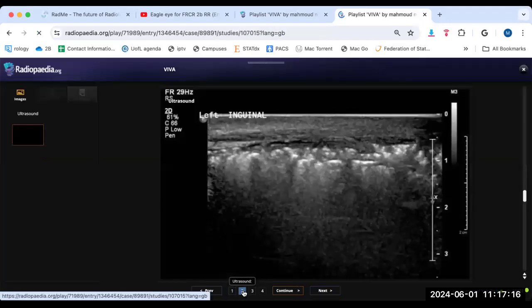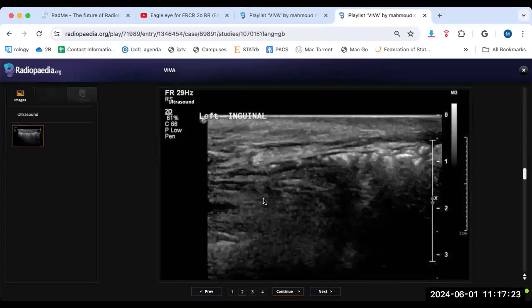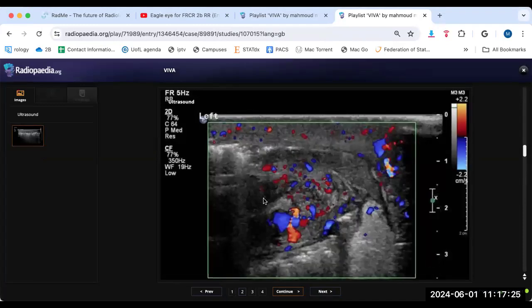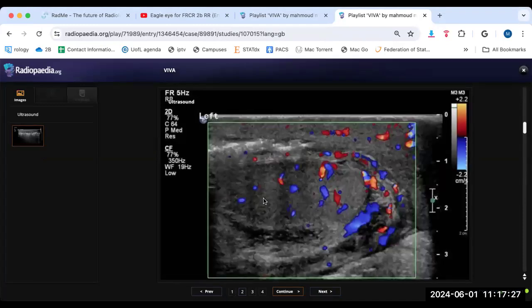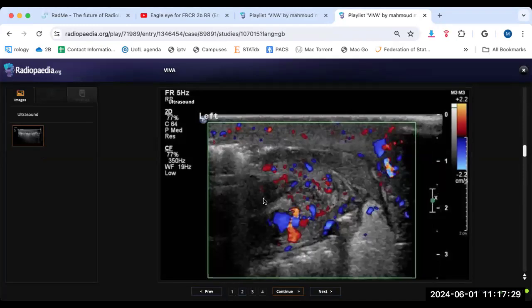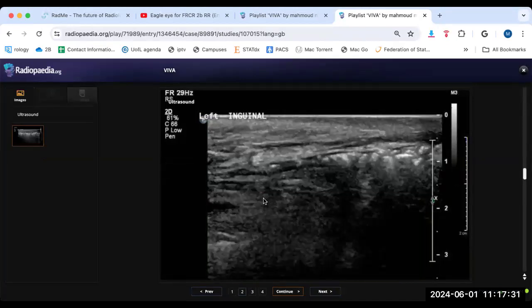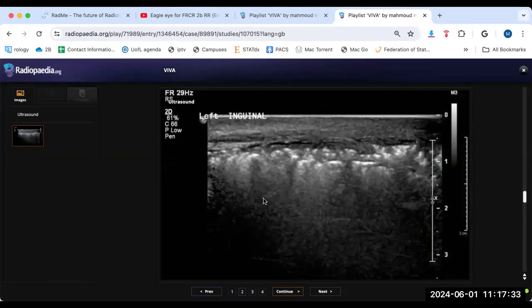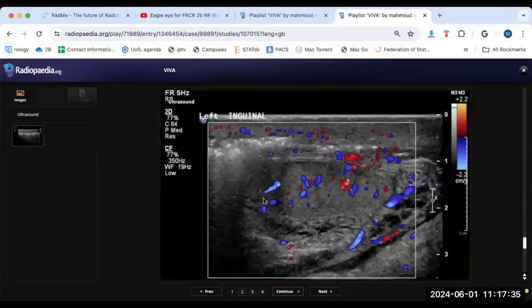We have an ultrasound for the groin. Can you scroll through it? Okay, so this is an ultrasound of the groin region. This is the left region, and let me scroll through the whole images. This is the left inguinal region.